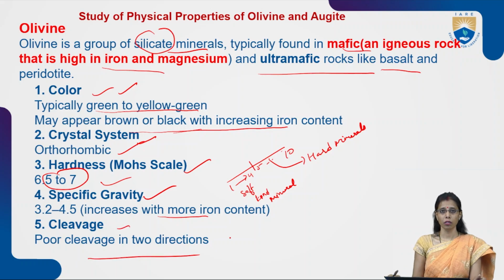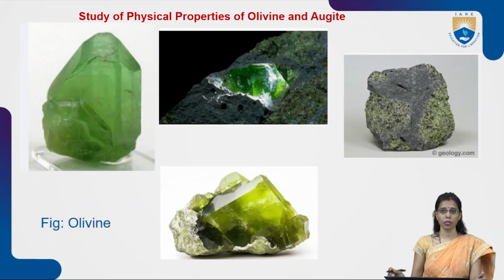And cleavage is poor, in two directions. If you remember, in the previous lectures we have discussed cleavage also. What does cleavage mean? It is the tendency of a mineral to break. When you try to break a mineral, it will break either into pieces, as flat surfaces, or as fractures. Depending on the type of breaking, the tendencies of these minerals will tell the cleavage of the mineral. Here it has very poor cleavage. That means when you try to break it, it does not break with flat surfaces. It breaks with a rough surface, not a smooth surface.